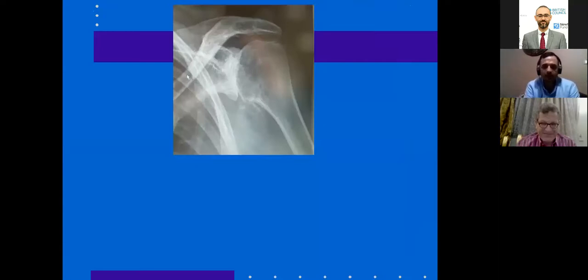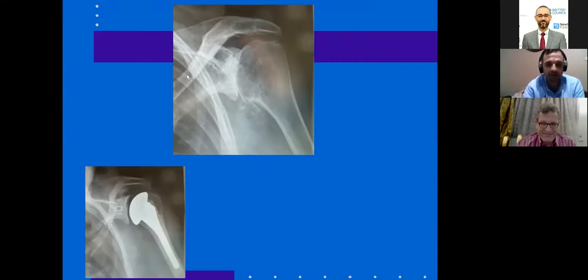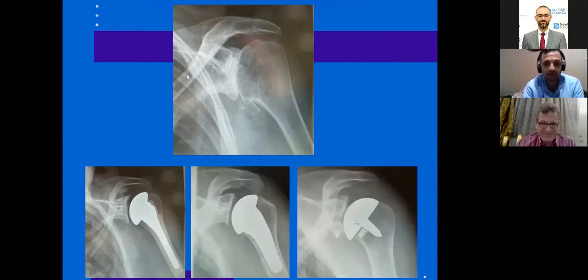In this case, we have an arthritic shoulder, primary glenohumeral arthritis, and as options for arthroplasty, we have anatomical shoulder arthroplasty. Also, we have what's called the Ascend prosthesis or resurfacing prosthesis.